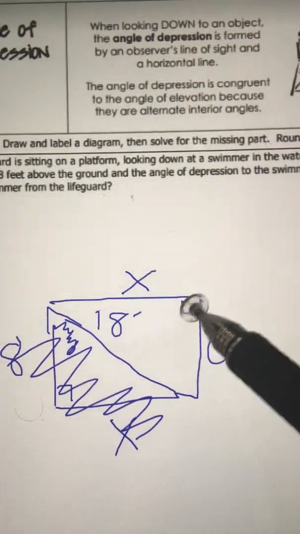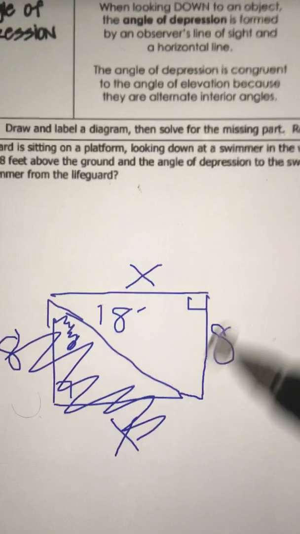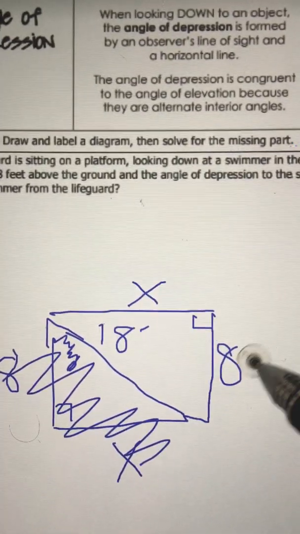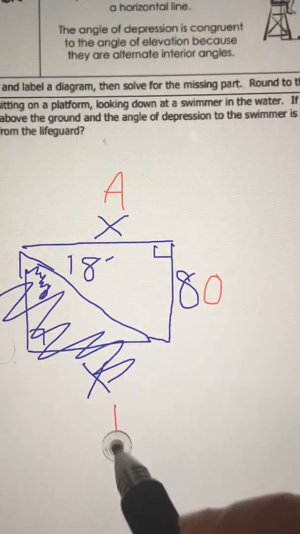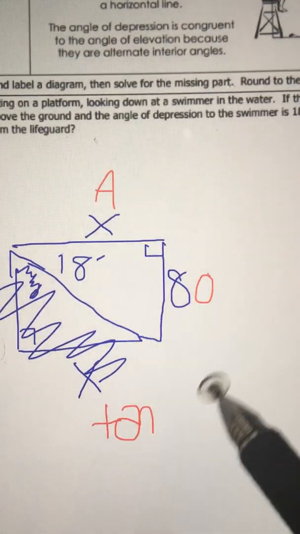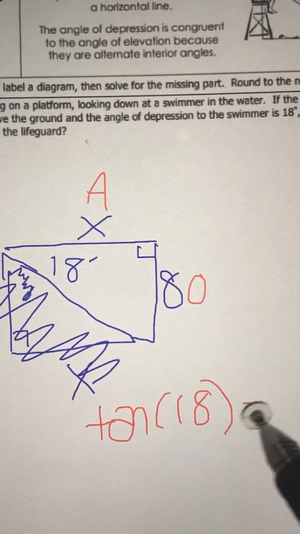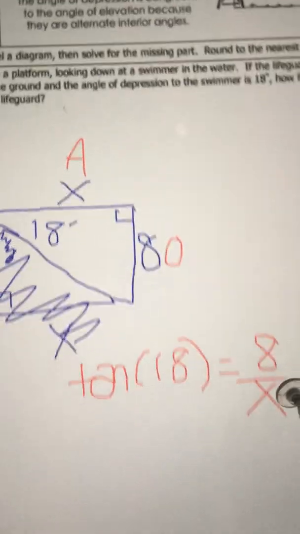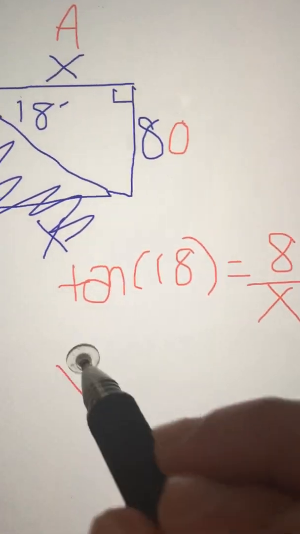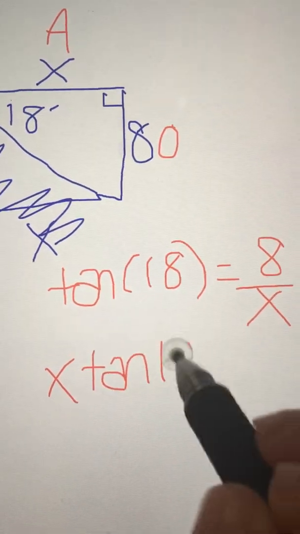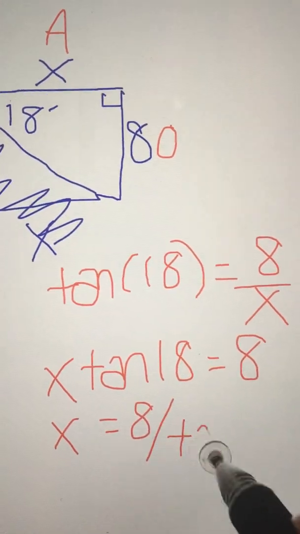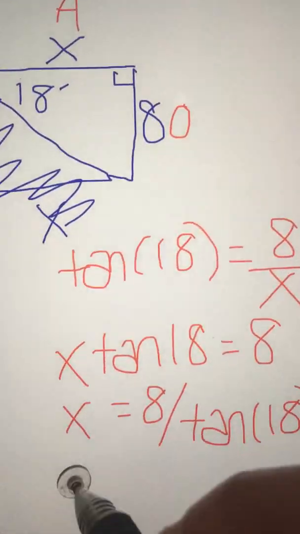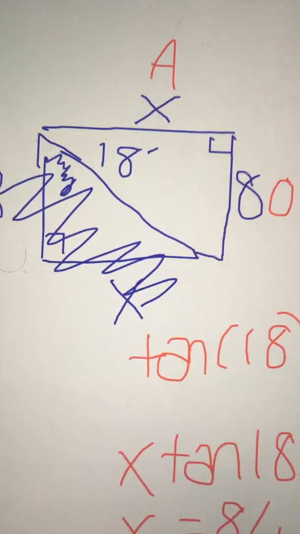So again, we start by labeling what we know. Across from 90 would be H, but we don't need that length. Across from the angle is O, the other side is A. And then you're just writing and solving your equations as we have been. So tangent, OA is tangent, right, of 18 equals 8 over x. So that would give us x times tangent 18 equals 8, and x will be 8 divided by tangent of 18, which we can just put in our calculator.